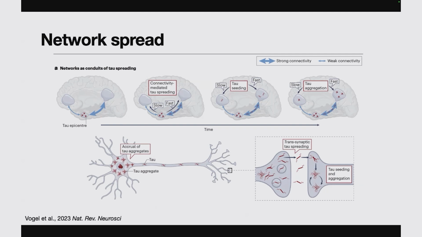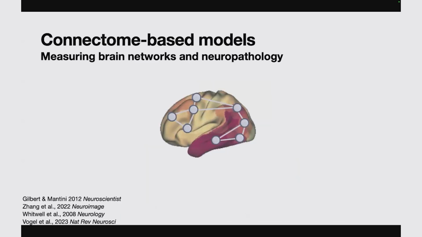So if we assume pathology starts in one place, in an epicenter, that means that regions that are more connected to that epicenter should show more pathology or early pathology compared to regions that are less connected to the epicenter. This is a hypothesis that we can actually test in humans with neuroimaging data. So how do we do that? We do this using connectome-based models.